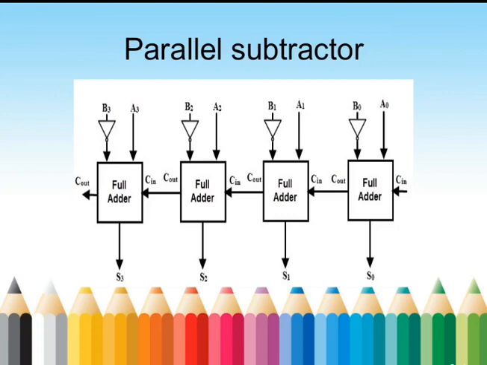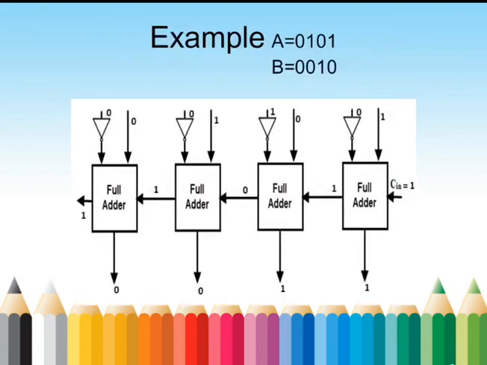So for example, if we consider A as 0101, the decimal equivalent for 0101 is 5, and B as 0010. The decimal equivalent for 0010 is 2. Literally we know 5 minus 2 is 3. We should obtain the output as 3.